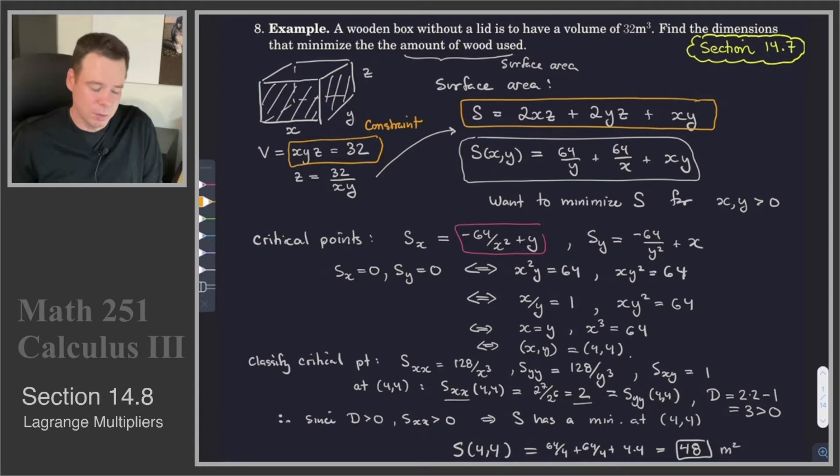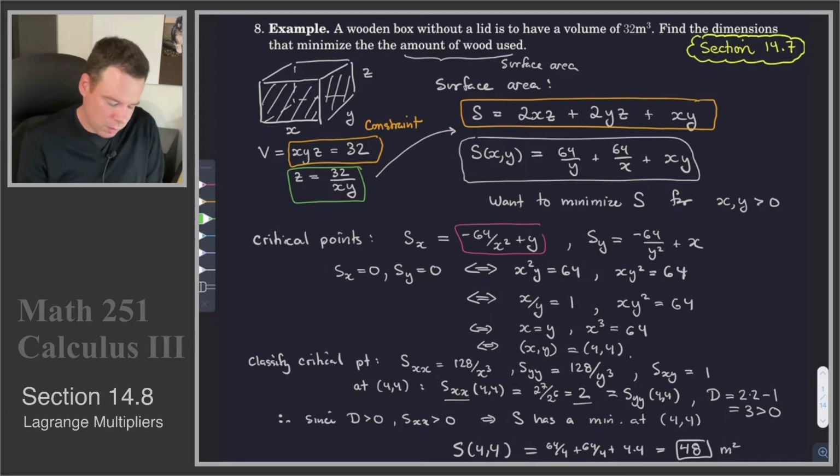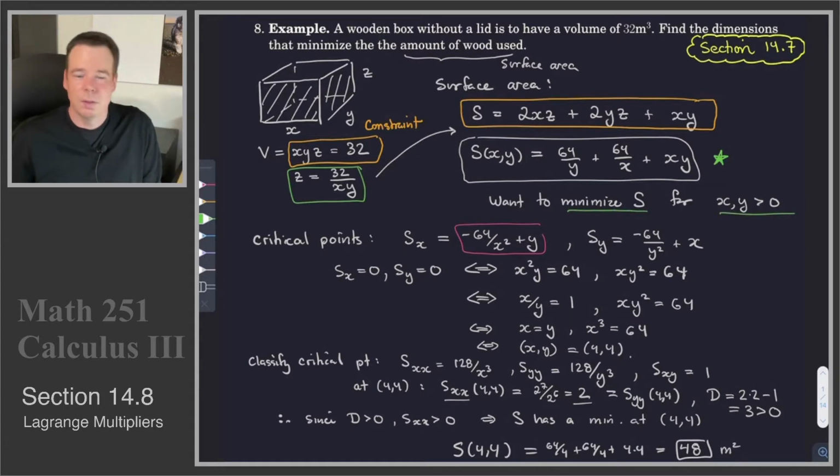So this problem we decided to attack using the techniques of section 14.7 by converting it to an optimization problem in 2 variables. The way we did that was we took our constraint and we rewrote it so that z could be expressed in terms of x and y. Then we plugged that into our function of 3 variables and constructed a function of 2 variables. And in this case, we are interested in finding the minimum value of s where x and y were both positive. So this just became a regular optimization problem. We found the partial derivatives, set them to 0, found the critical points, and so on and so on.